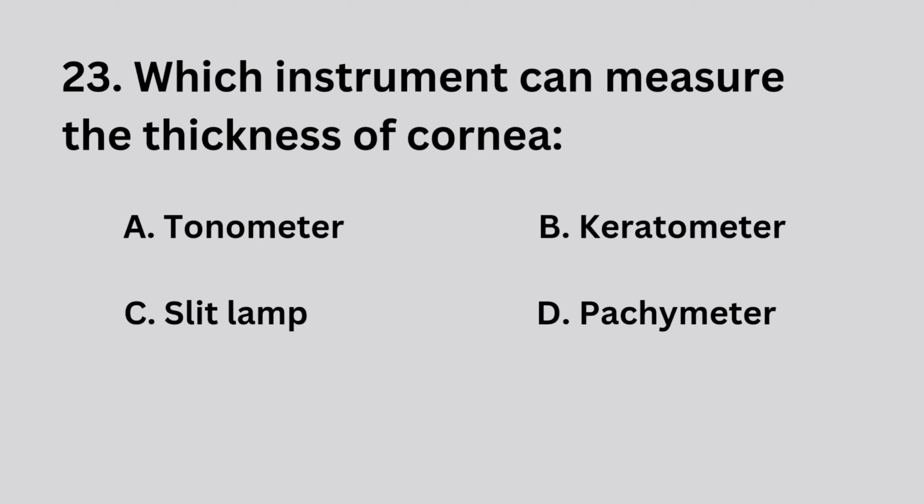Next question. Which instrument can measure the thickness of cornea? Option A, tonometer, option B, keratometer, option C, slit lamp, and option D, pachymeter. Correct answer is option D, pachymeter.